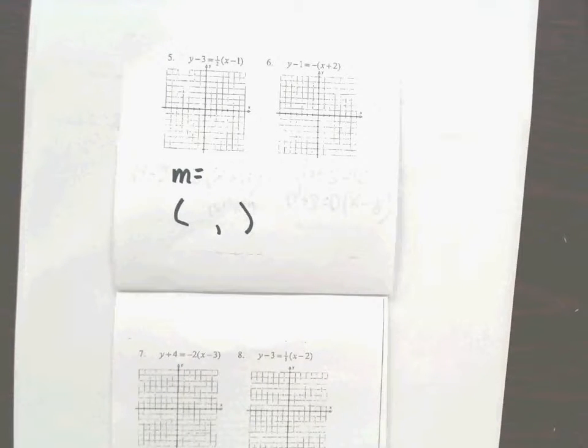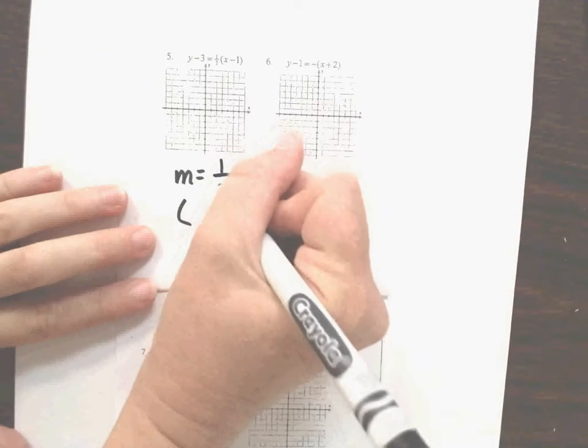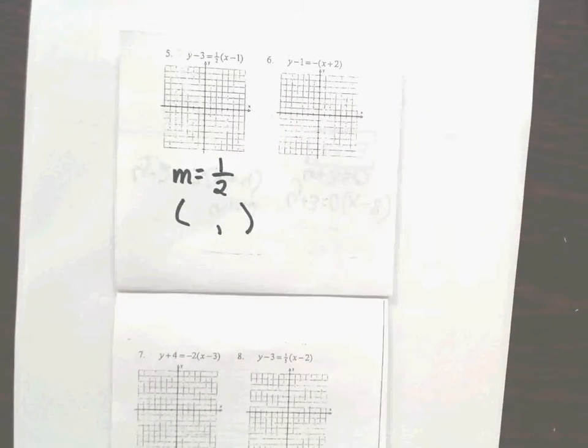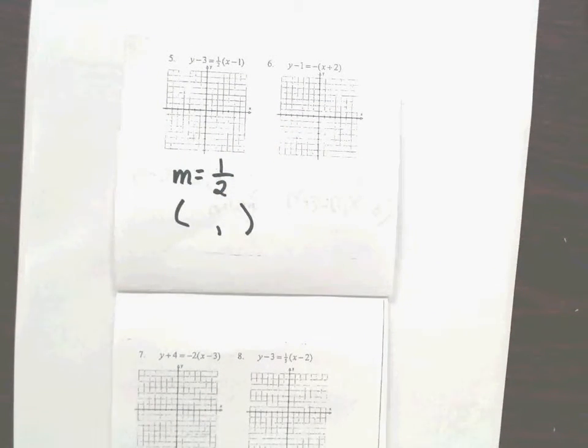So if I'm looking at this point slope formula, my slope is 1/2. And then this is where you have to be careful. Your ordered pair is x, y. Opposite. So x is the opposite of negative 1. So it's 1, or positive 1. And your y is positive 3.